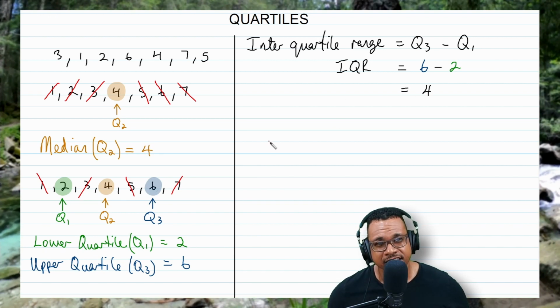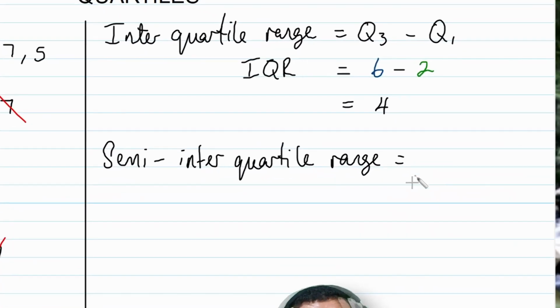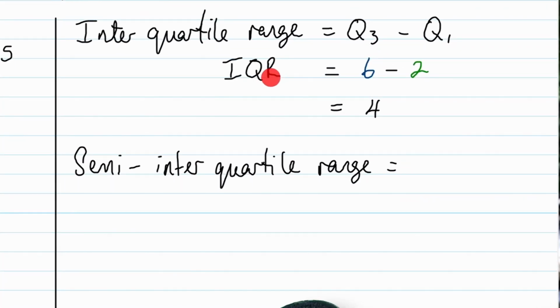Now my semi-interquartile range, the word semi means half, would just be half of the interquartile range. So if I found a half of 4, that will be my semi-interquartile range. So I'll write semi-interquartile range. And the formula for that would be a half of the interquartile range. And the interquartile range was what? Q3 take away Q1. So we'll have a half open brackets, Q3 take away Q1.